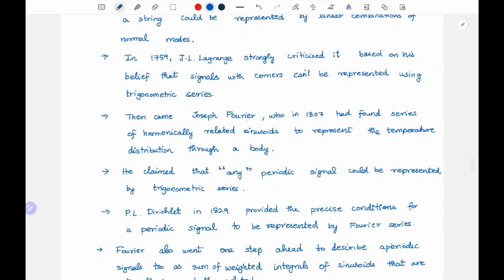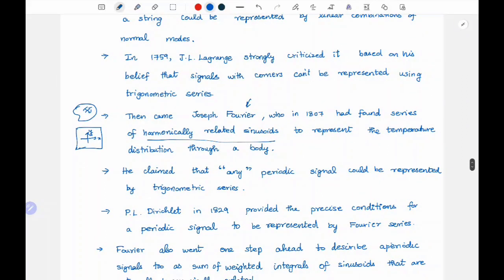And then came Joseph Fourier. He is the main person, and we have named this method after him, Fourier analysis. In 1807 he found a series of harmonically related sinusoids to represent the temperature distribution through a body. In the first introduction slide, I showed the map of India showing the temperature variation across the X and Y axes. In such a body, he found the temperature distribution can be represented by harmonically related sinusoids. That itself is a great improvement.